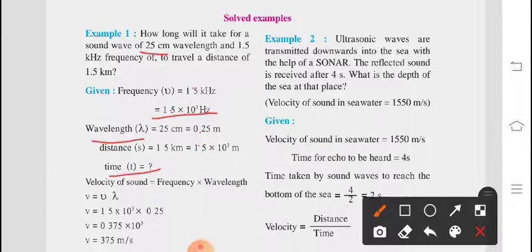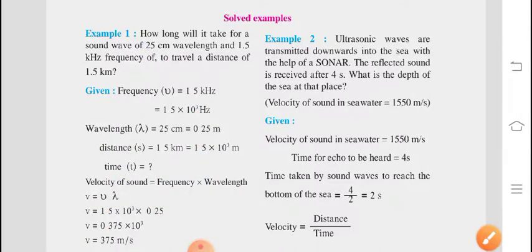Now we have a formula: velocity of sound is equal to frequency into wavelength. That means v = νλ. Ν means frequency, lambda means wavelength. Now we can substitute the given values. This is 1.5, this is 0.25. After multiplication we get 0.375 into 10 to the power of 3, and after conversion we get v as 375 meter per second.